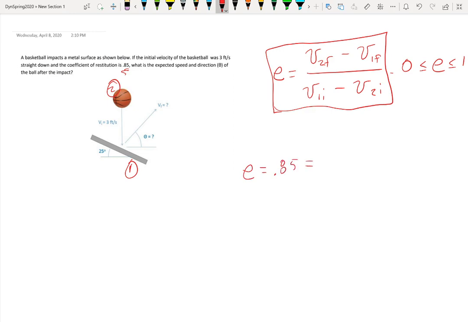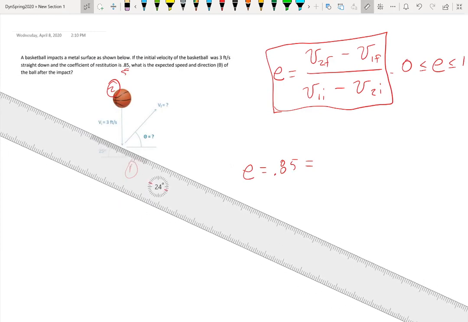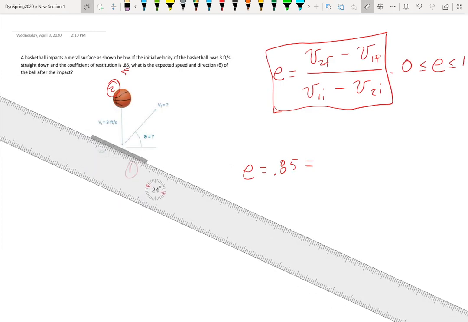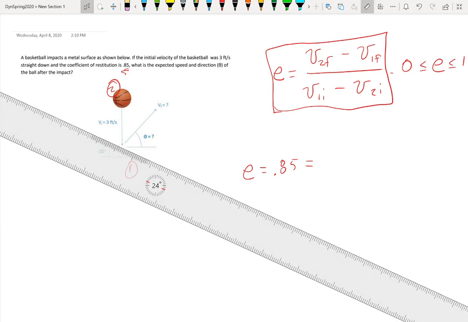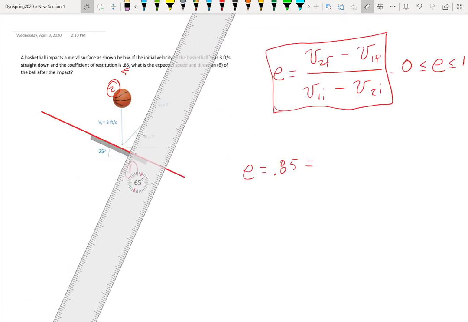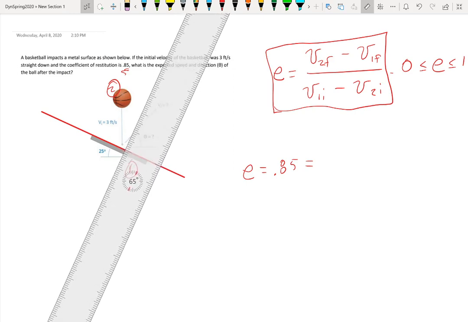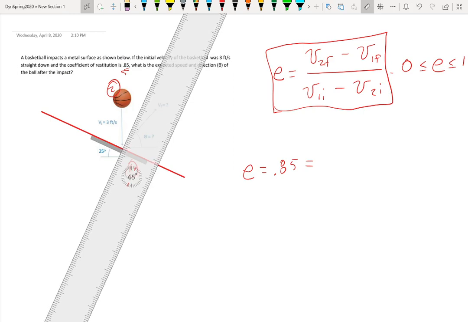Now, here's the big key. Your coordinates. Okay, hang on. Let me see if I can do this. So this is the plane of impact. This is the line of impact.